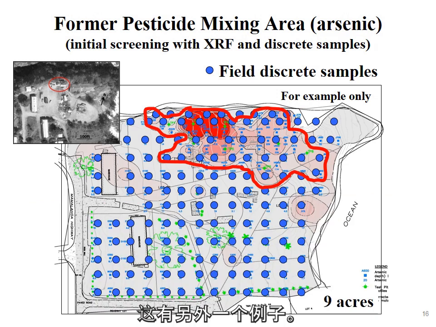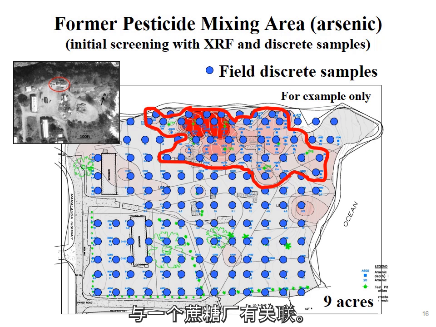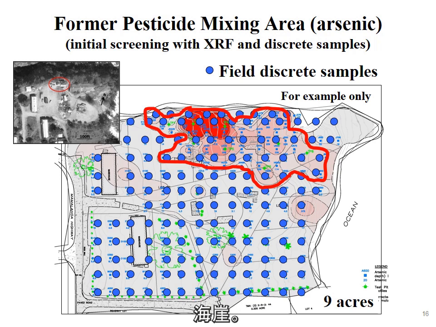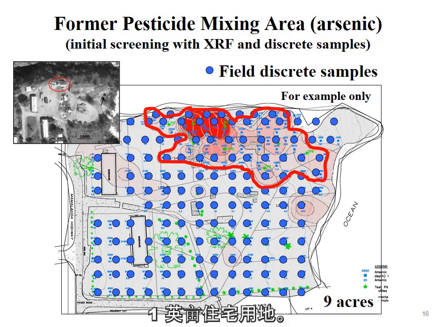Here's another example. This is a former pesticide mixing area associated with a sugarcane mill. It's about 9 acres in size, right against the sea cliff oceans on the island of Hawaii, the Big Island. It's proposed for redevelopment for residential use. We're going to split the site up into 1 acre residential lots.